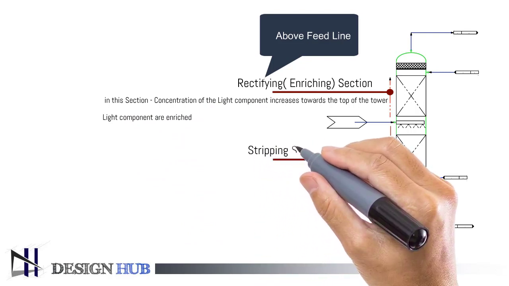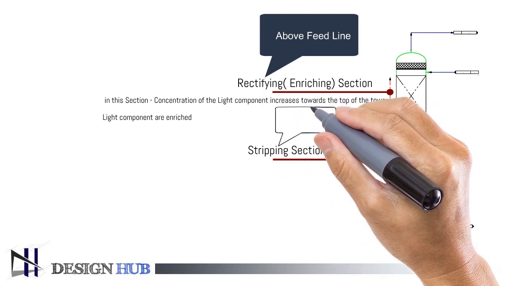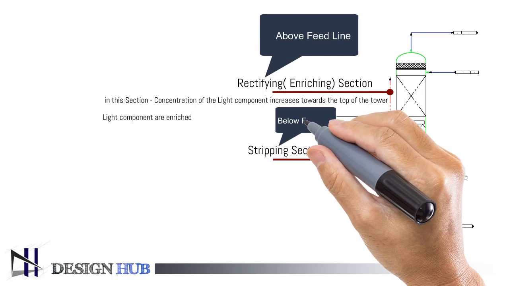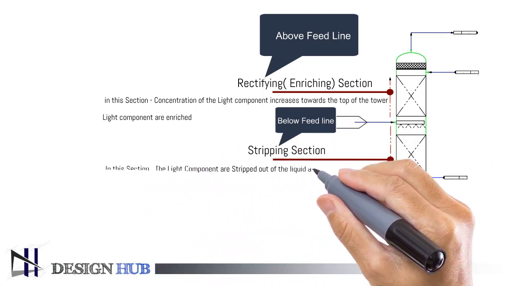The second section is the stripping section. This section is below the feed line. In this section, light components are stripped out of the liquid as it descends the column.